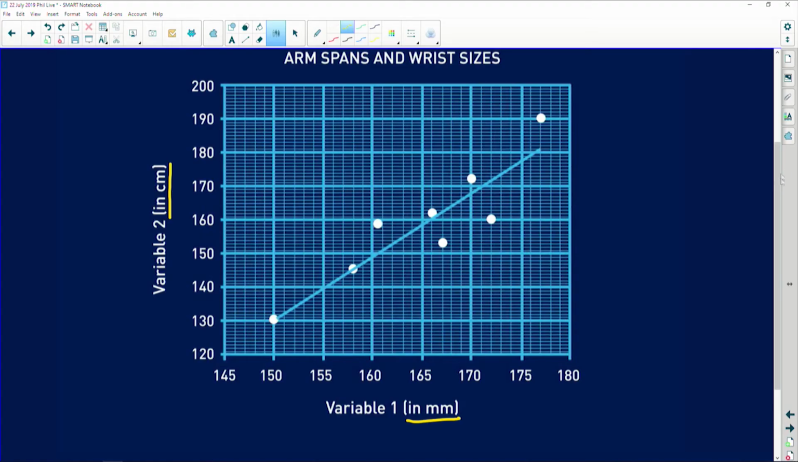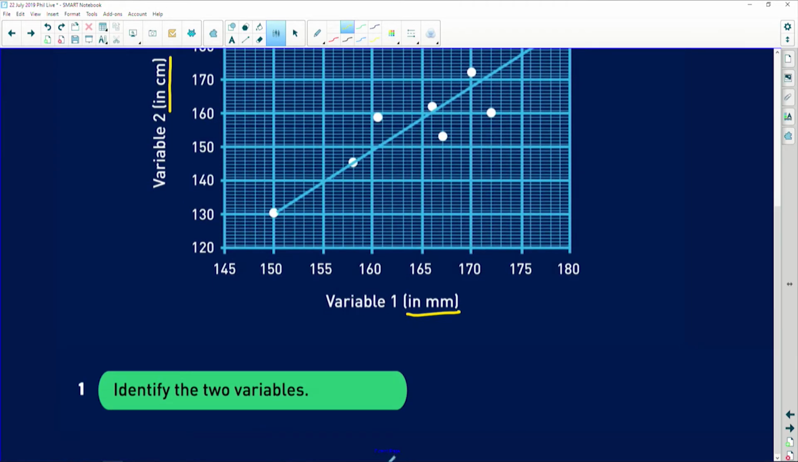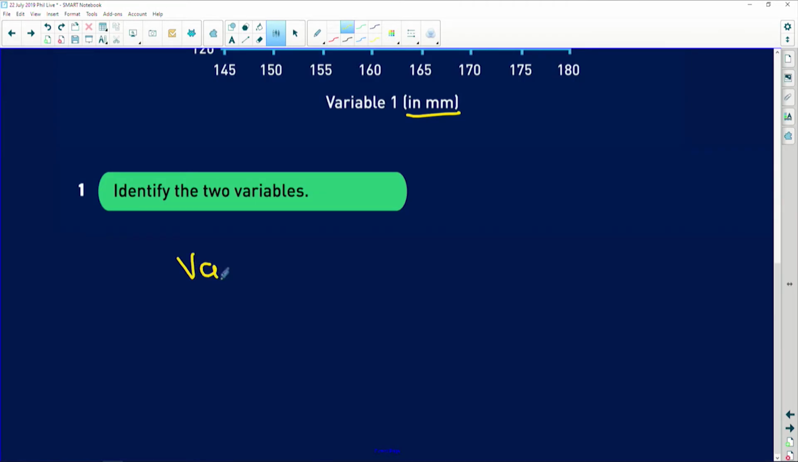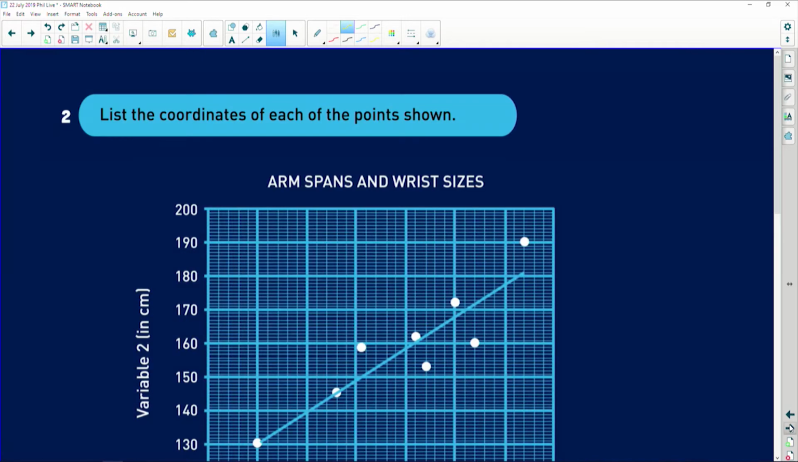So this is where your logic comes in. Variable 1 in millimeters is definitely going to be your wrist size, and variable 2 is definitely going to be your arm span. Okay, you don't need to give any reasons for that.